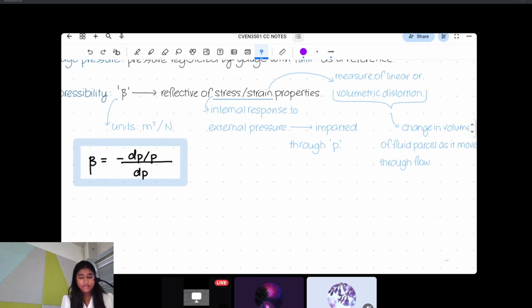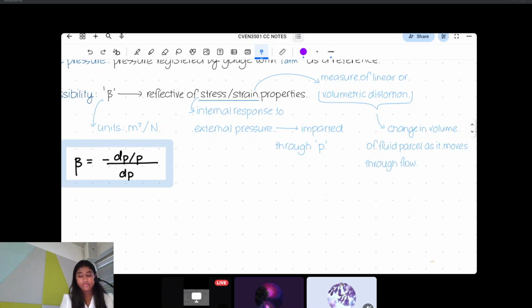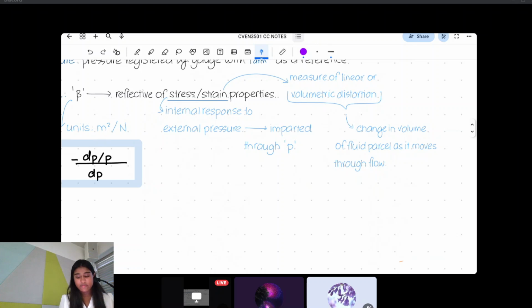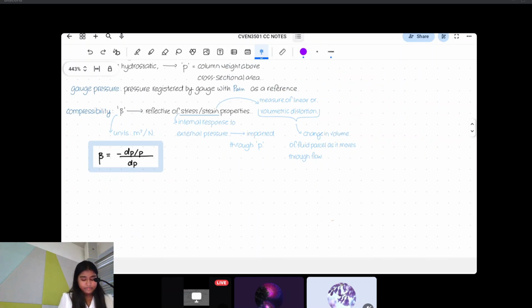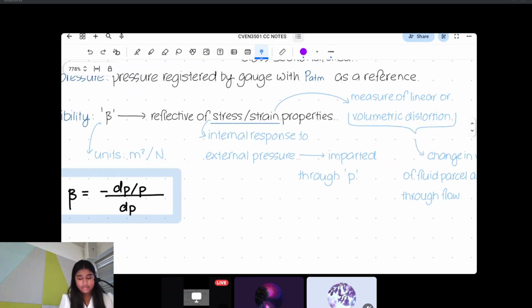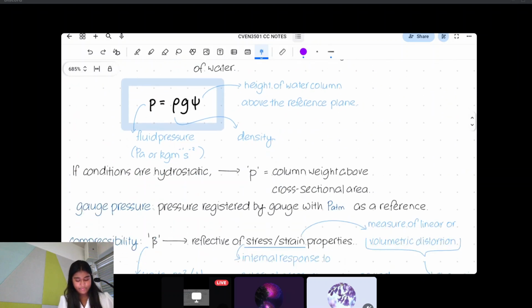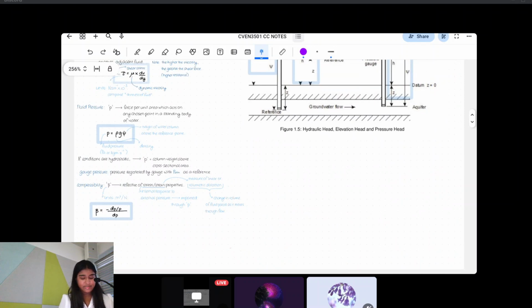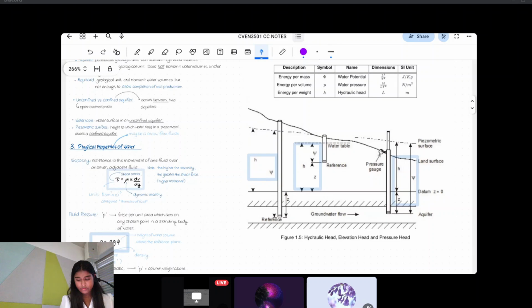Compressibility is reflective of the stress and strain properties, and it's just a measure of linear or volumetric distortion. So the change in volume of a fluid parcel as it moves through a control volume, for example, which I will get more into later. Stress as well is the internal response to the external pressure, which is imparted through the hydrostatic pressure here, right, or the fluid pressure? So all of those terms are kind of interconnected, so it's really useful to know what they all mean for when you're doing your questions.